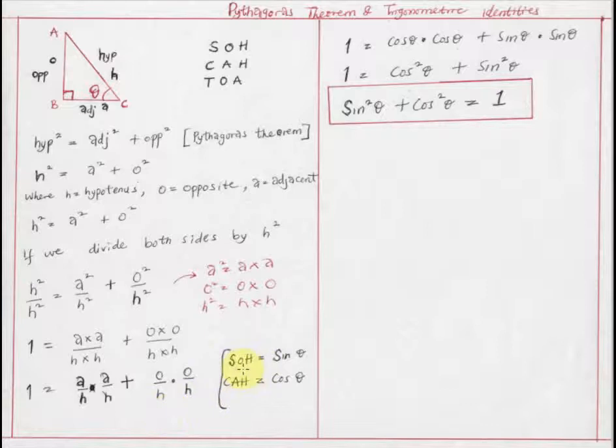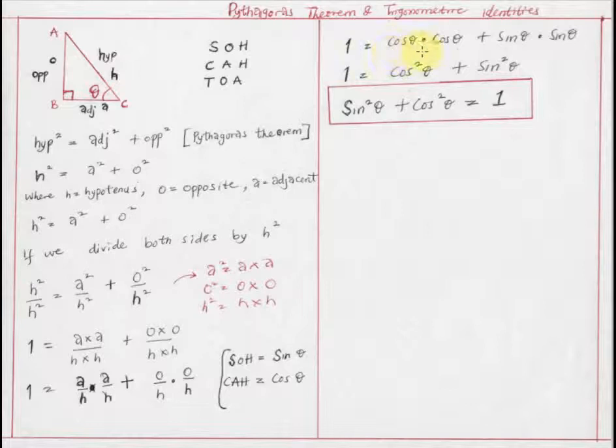And now remember that SOH tells us that sine theta is equal to opposite over hypotenuse. So instead of having O over H multiplied by O over H here, we can change this to sine theta multiplied by sine theta, because O over H is sine theta, opposite over hypotenuse. And instead of having A over H multiplied by A over H, which is adjacent over hypotenuse, we know that cos theta is equal to adjacent over hypotenuse. So we can replace A over H with cos theta. So A over H multiplied by A over H will be cos theta multiplied by cos theta. And then we have plus sine theta multiplied by sine theta equals 1.